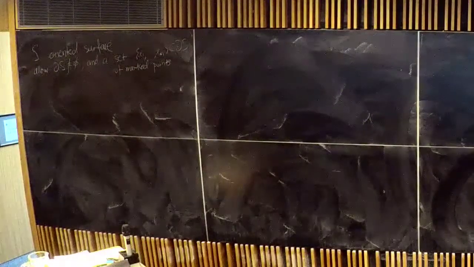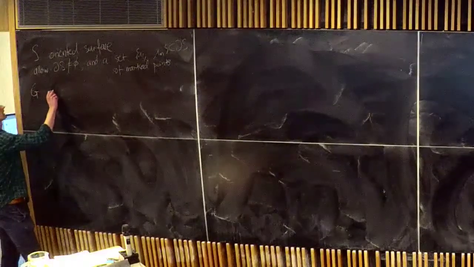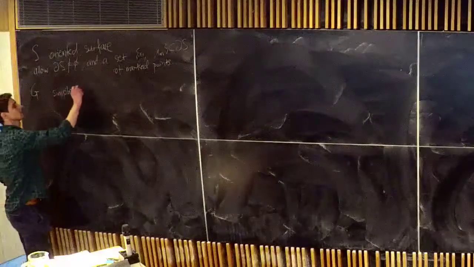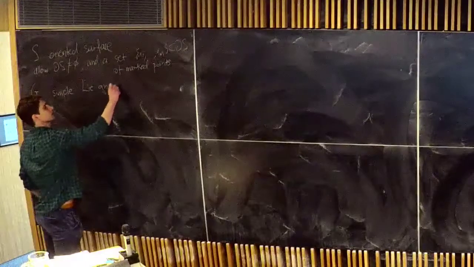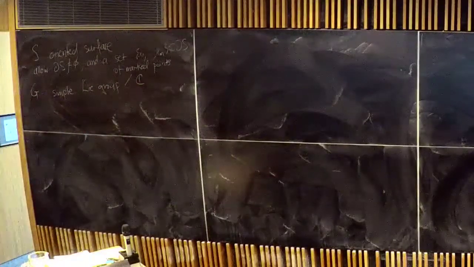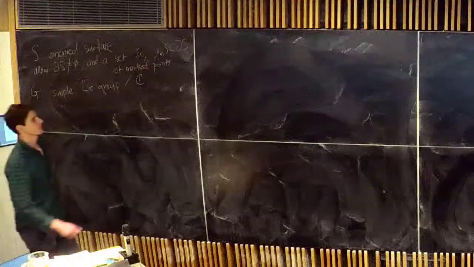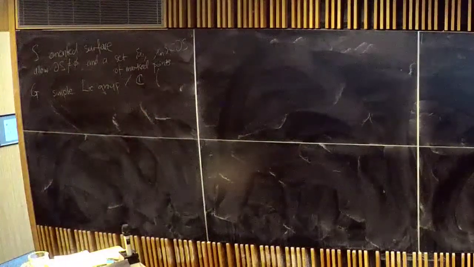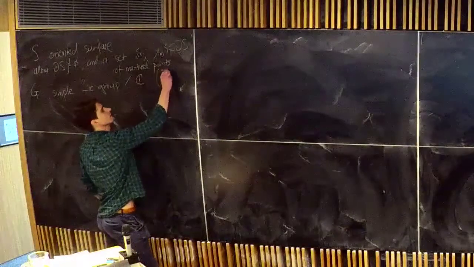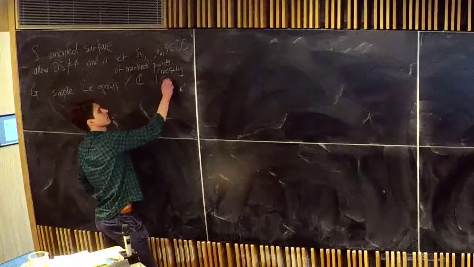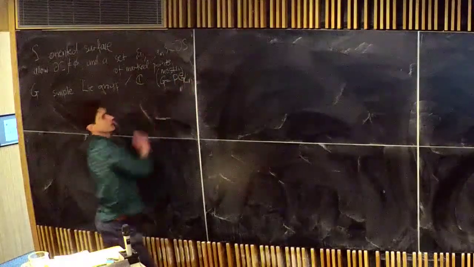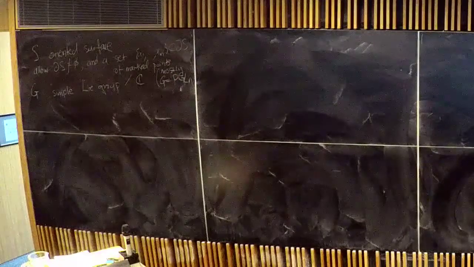The other piece of input we're going to need is to fix the choice of G, a simple complex Lie group, and most of the results I'm going to mention during the talk are going to be in the case when G is the projective general linear group, and feel free to fix that as your example in your head as we go along.